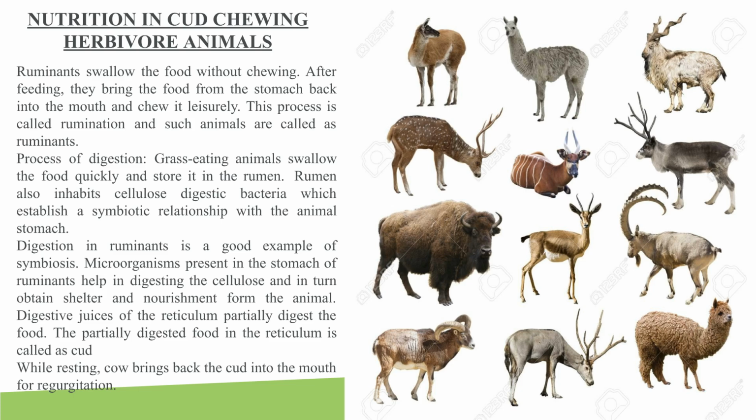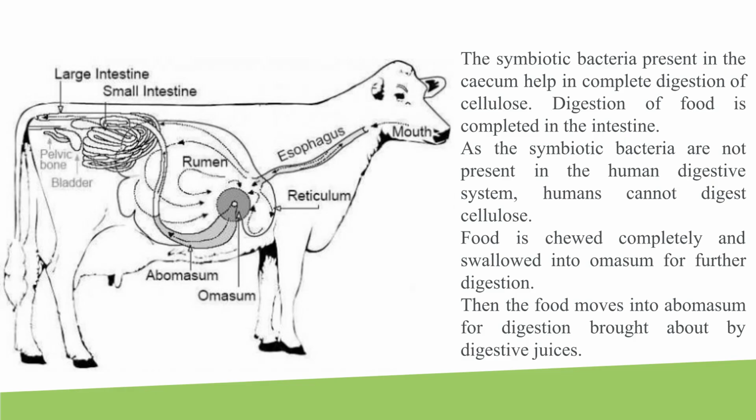This process is called rumination. Grass-eating animals store quickly swallowed food in the rumen, which contains cellulose-digesting bacteria. Symbiotic bacteria in the cecum help complete cellulose digestion in ruminants. Humans cannot digest cellulose because they lack these bacteria. Food then moves from the omasum to the abomasum for digestion by digestive juices.